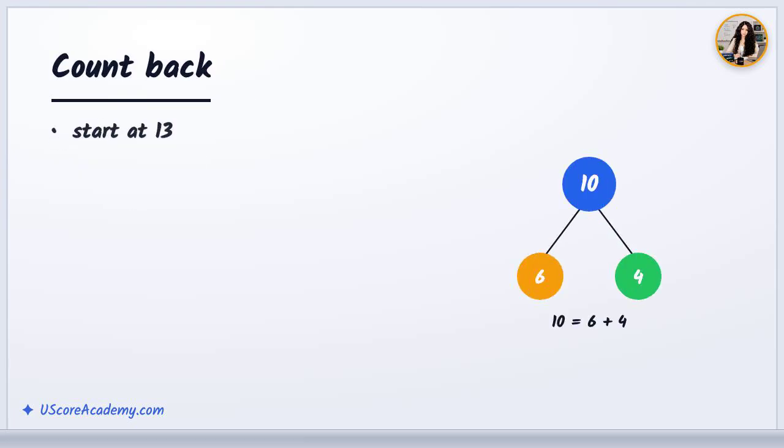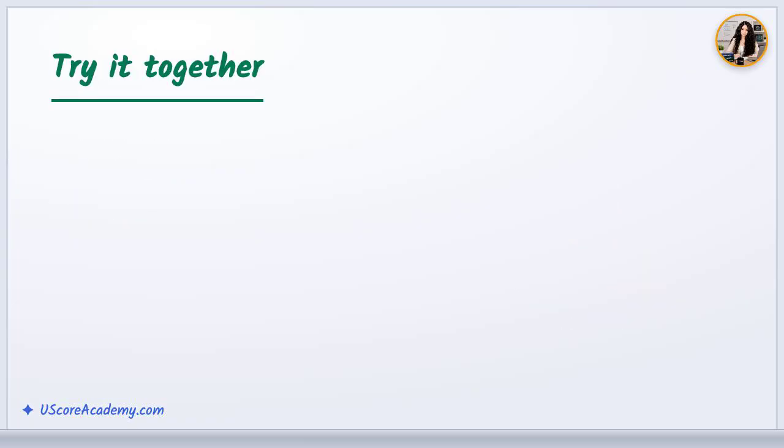Another way is to count back. Start at 13 and count back 3, 12, 11, 10. So 13 take away 3 is 10. Count backward each step. Let us do 15 take away 7.